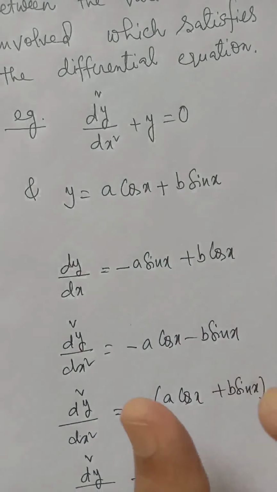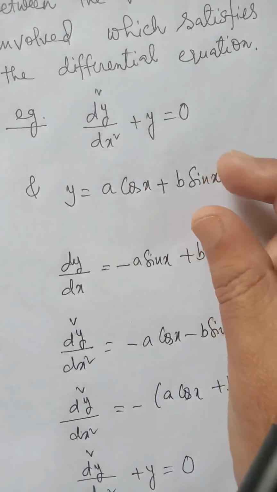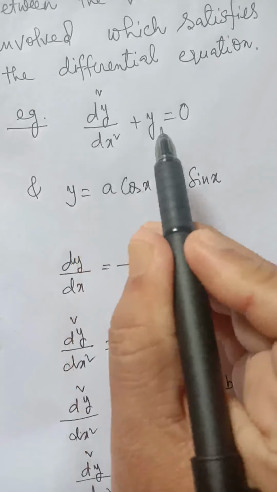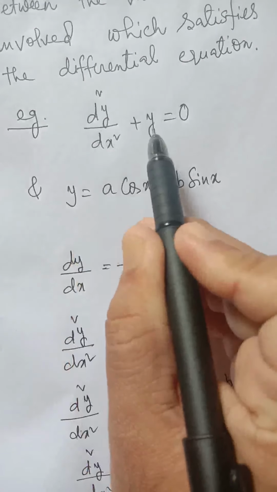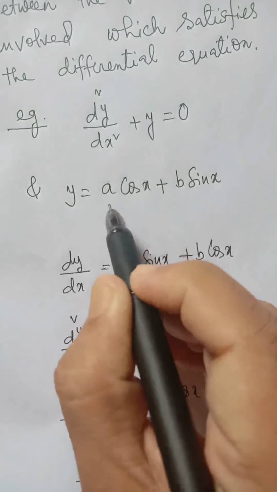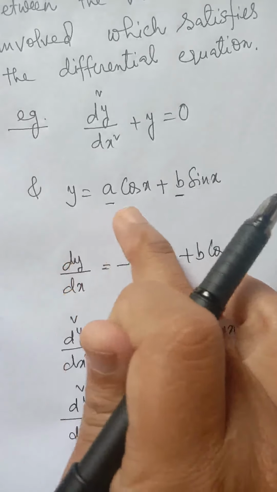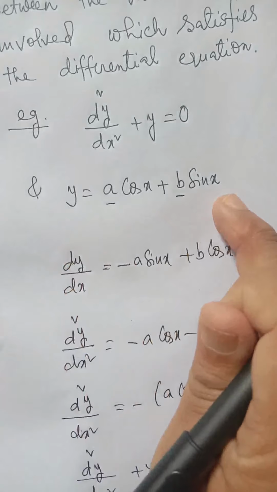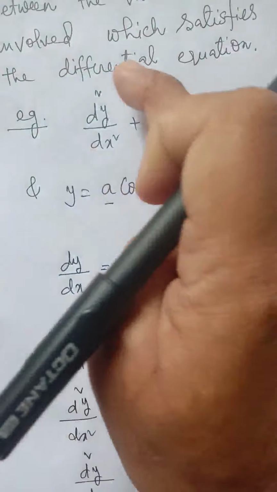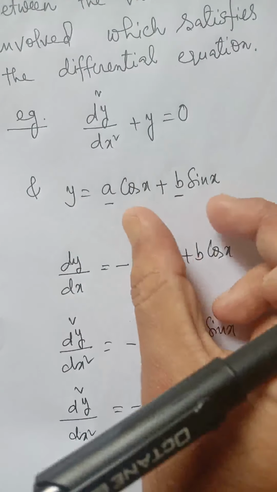So what is the difference between a differential equation and the solution of a differential equation? A differential equation is a relation between derivatives and variables. And a solution is a relation between variables, and with that you must add arbitrary constants. So in the solution there will be no differential coefficient. We have to remove the derivatives from the differential equation.